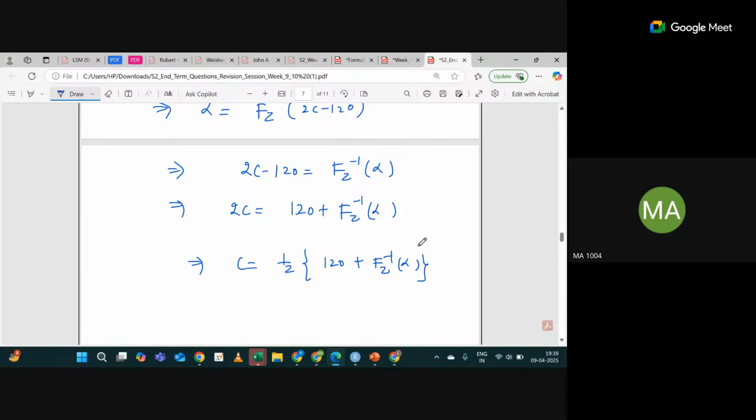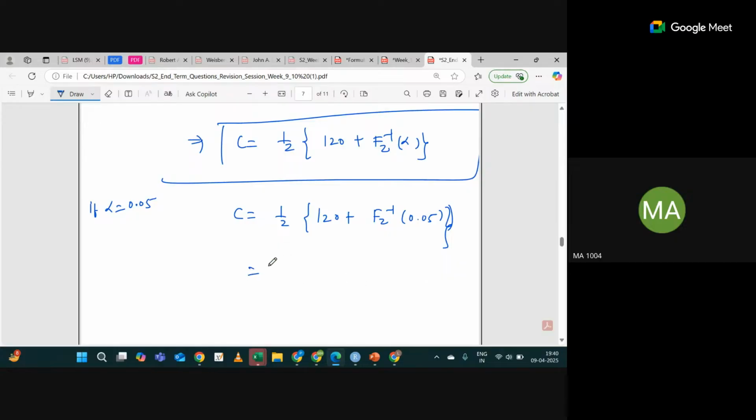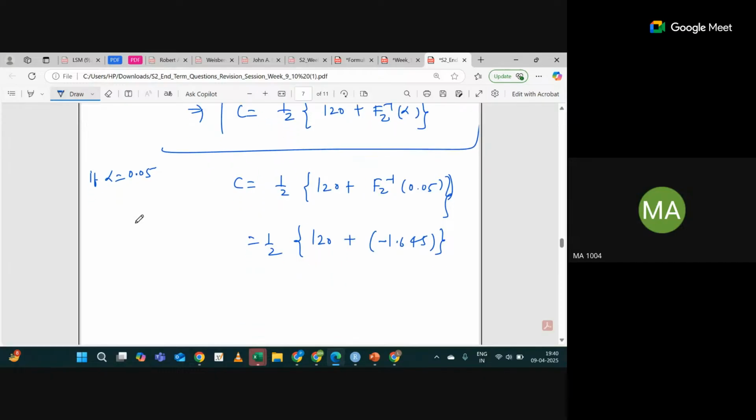So this is in general. If alpha is equal to 0.05, then C will be half of 120 plus FZ inverse of 0.05. If I recall correctly, FZ inverse of 0.05 is minus 1.645. You can cross check, don't worry, this value will be given to you. It will be given like this: FZ of minus 1.645 is 0.05.